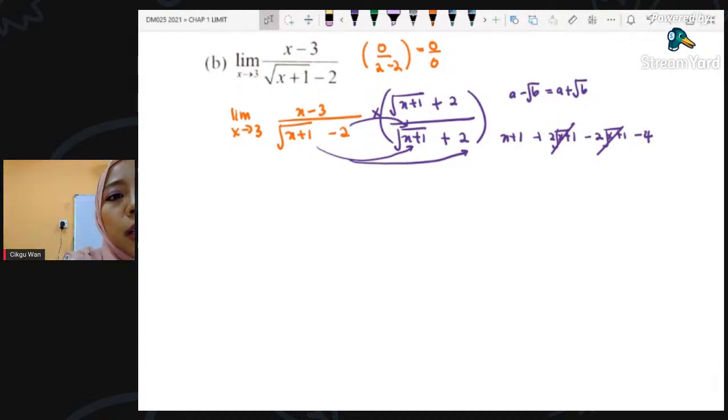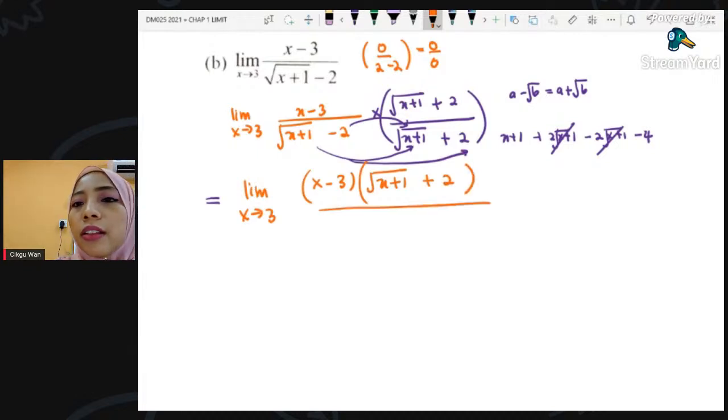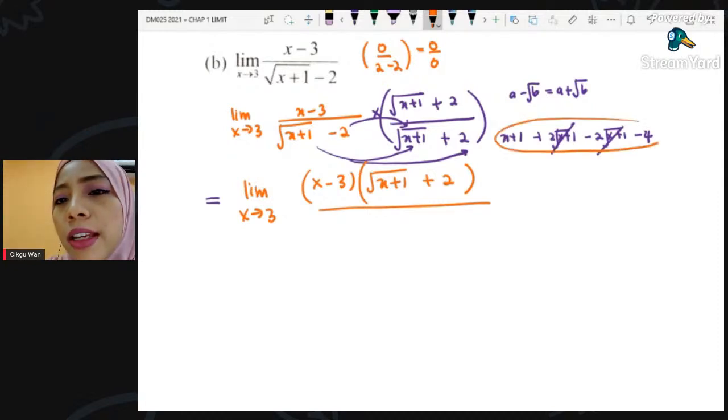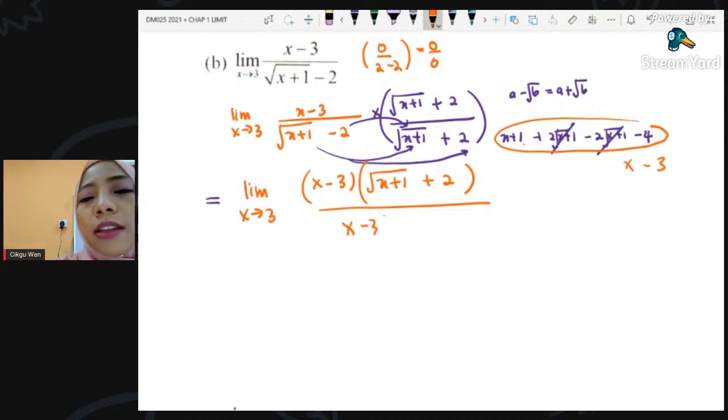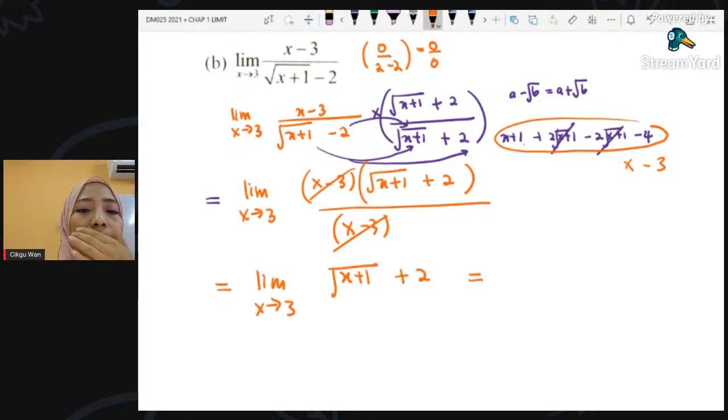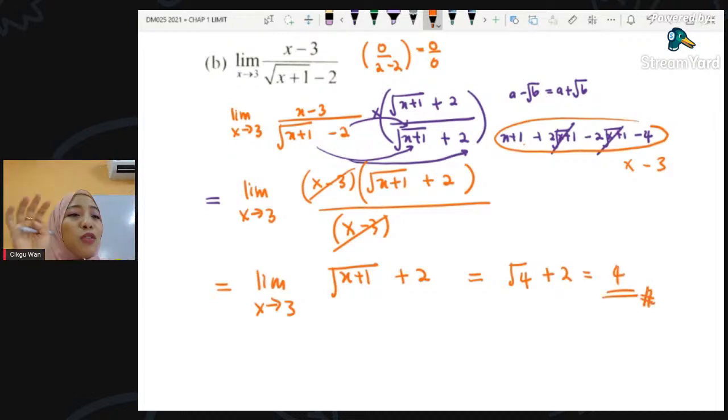Now I'll continue the working. Limit x approaching 3, x minus... I rewrite again this x plus 1. Don't forget there is a bracket outside. Over, what I expanded earlier, I got this. 1 minus 4 will give you negative 3. So x minus 3, top and bottom. What do you do? You can't just look, you must cancel out. The remaining function is x plus 1 plus 2. Now we substitute 3 plus 1, 4. Square root of 4 is 2, plus 2. So 2 plus 2 will give you 4. So the answer is 4.